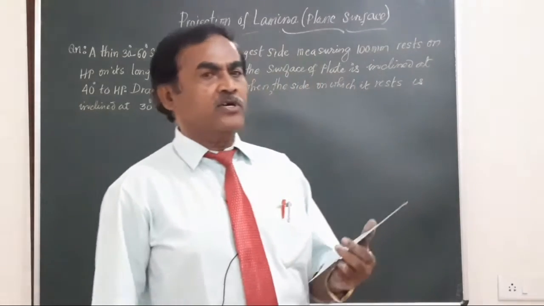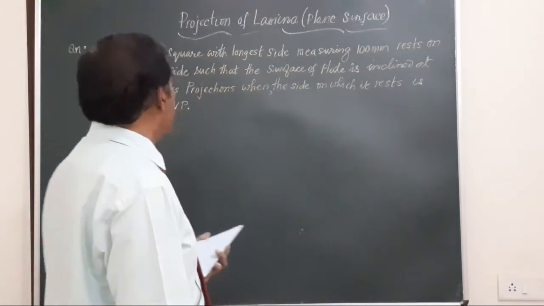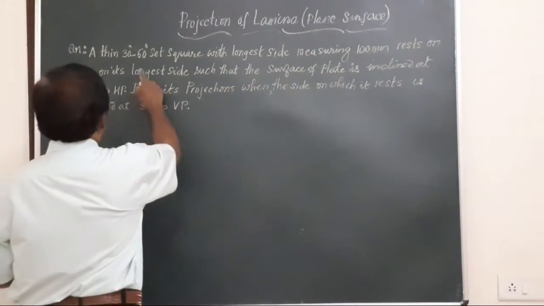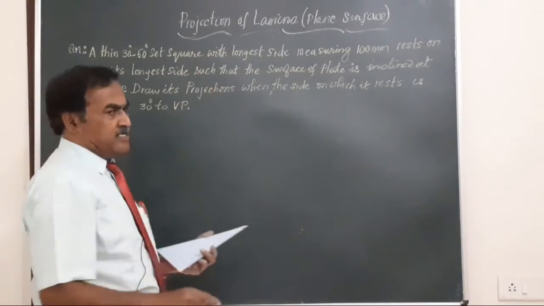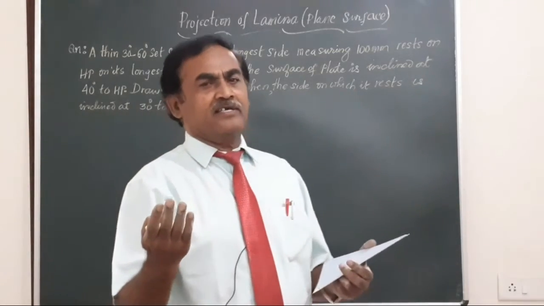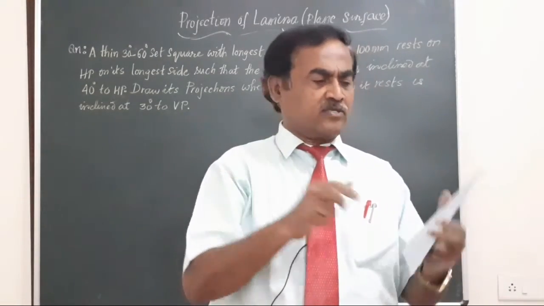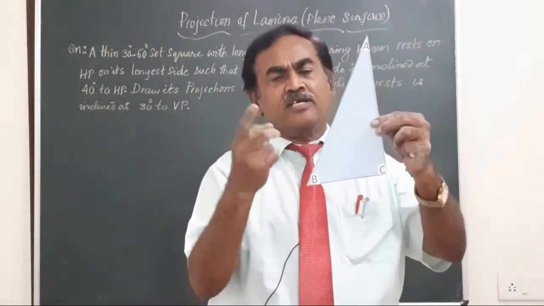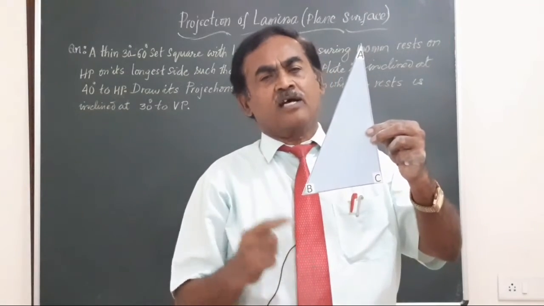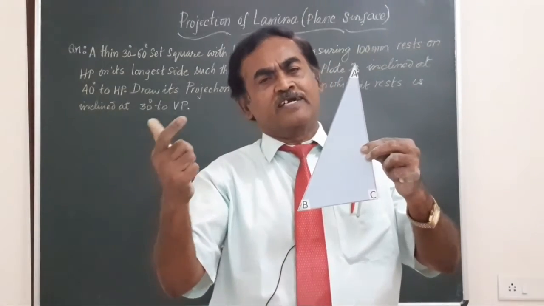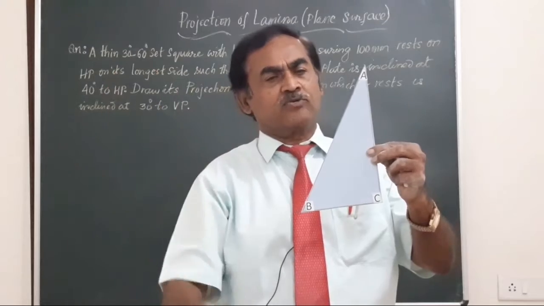Friends, in today's session, we are going to work out a problem on a triangular plate, and here for discussion we have selected a 30-60 degrees set square. Set square you have seen while making the drawings. A 30-60 set square will have a shape like this that you find in your instrument box, and along with this you will have one more 45 degree set square.